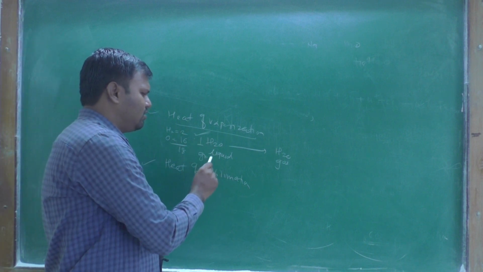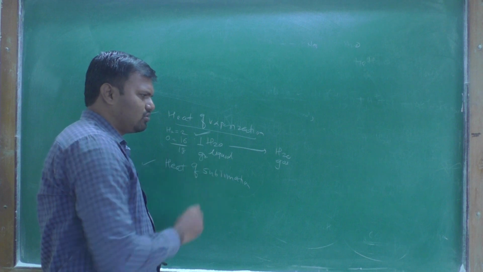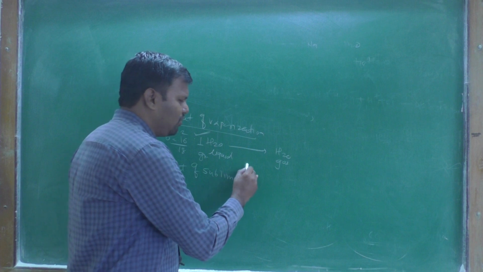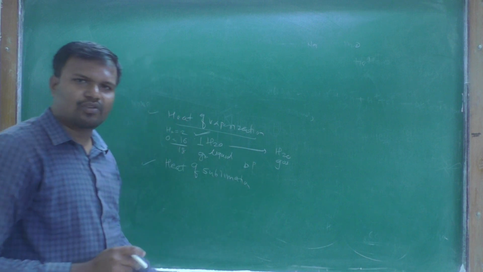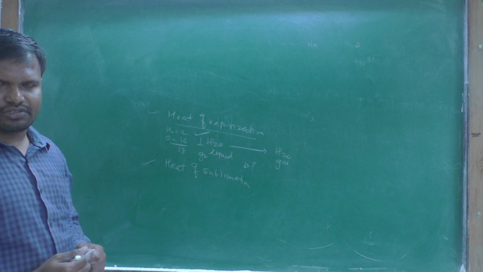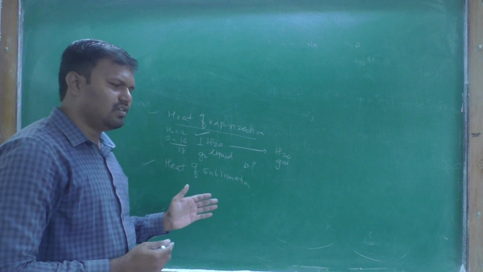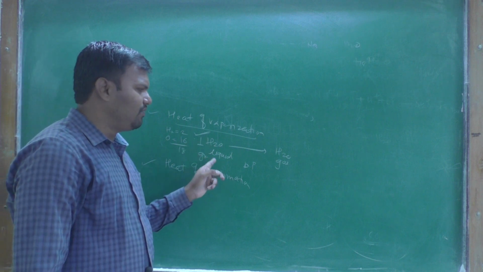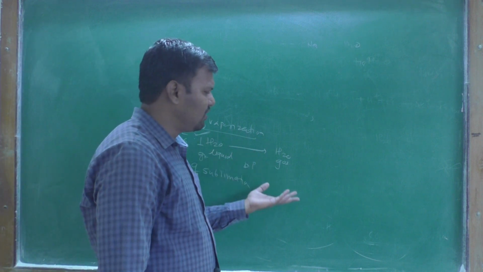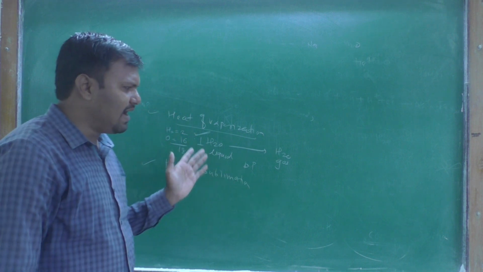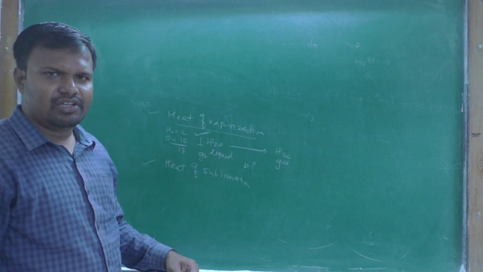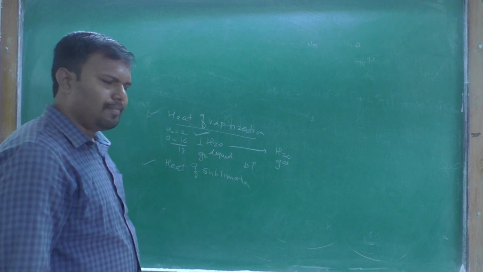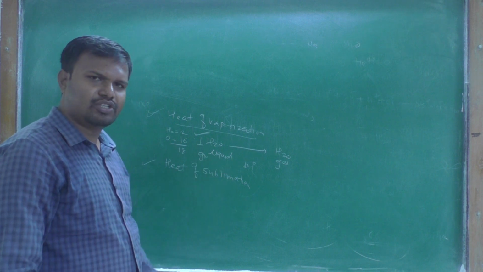Then you use 1 mole of liquid and it vaporizes at its boiling point. Remember, you have to boil it. It vaporizes at its boiling point. The change in heat when 1 mole of liquid is converted into its gas form at its boiling point is called the heat of vaporization.